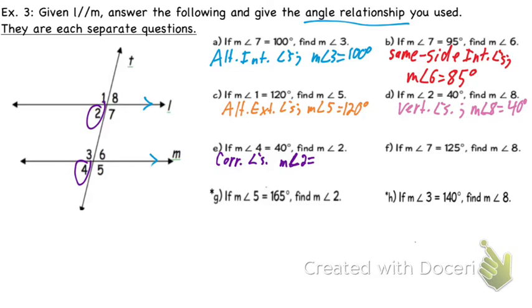Are they congruent or supplementary? Congruent. So the measure of angle 2 is the same as the measure of angle 4, which is 40 degrees.